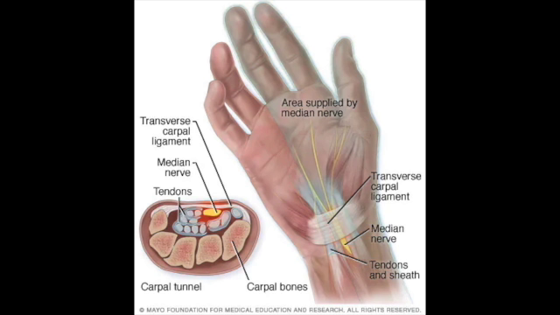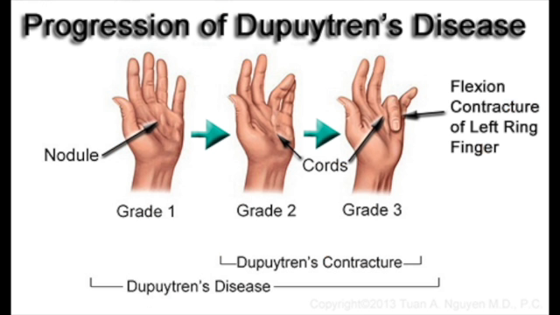So differentiating from pronator teres syndrome, the median nerve compression in the proximal forearm, pronator teres may develop paresthesias in the same distribution of the carpal tunnel. However, pronator teres syndrome is associated with more proximal forearm pain than wrist and hand pain, and is not associated with pain at night, as seen in carpal tunnel.